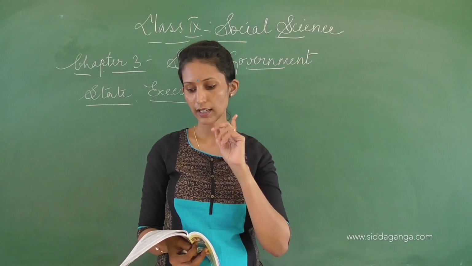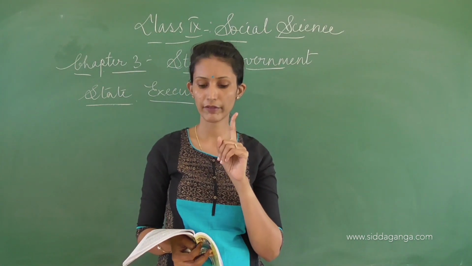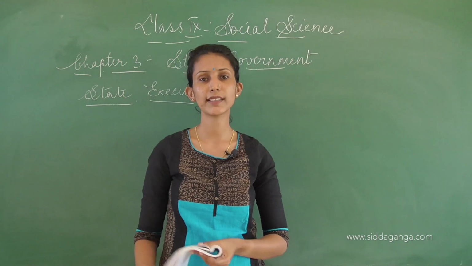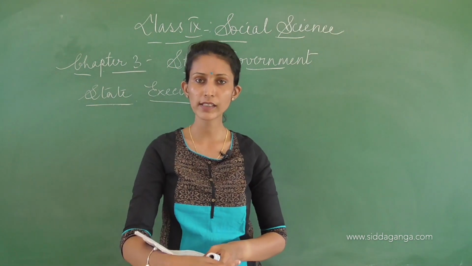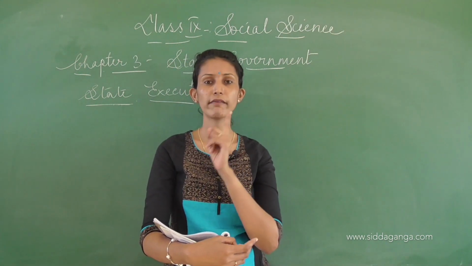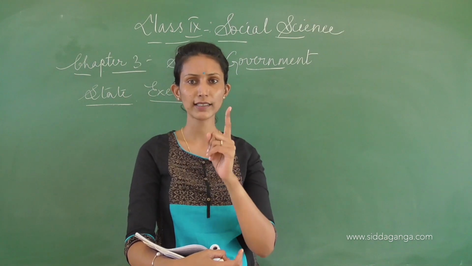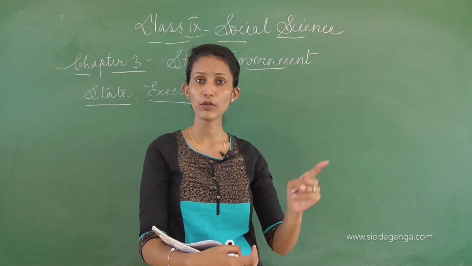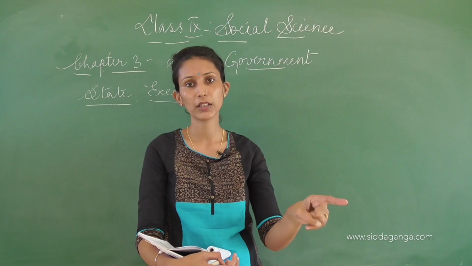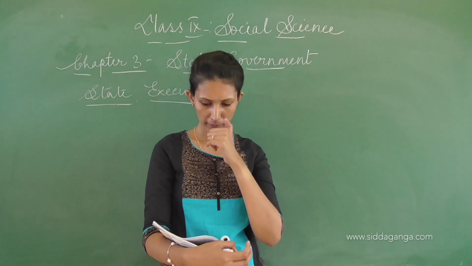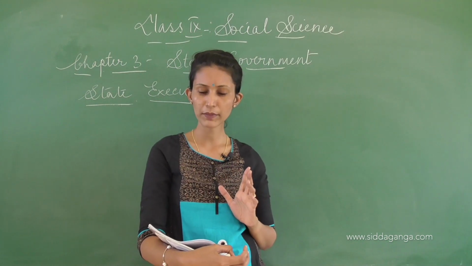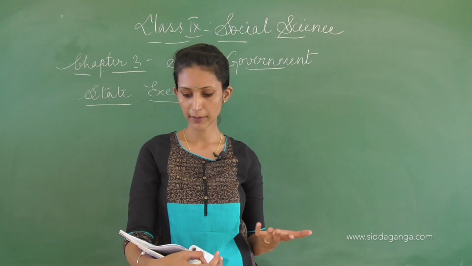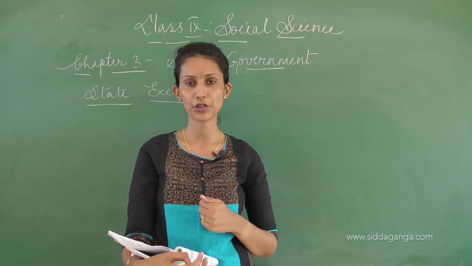So, every state is required to have a governor. Sometimes 2-3 states have one governor. Very small states have 2-3 states sharing one governor, but otherwise one state has one governor who is appointed by the president on the recommendation of whom? The prime minister along with his cabinet. Then, what are his qualifications and what are the other things that he has to do?